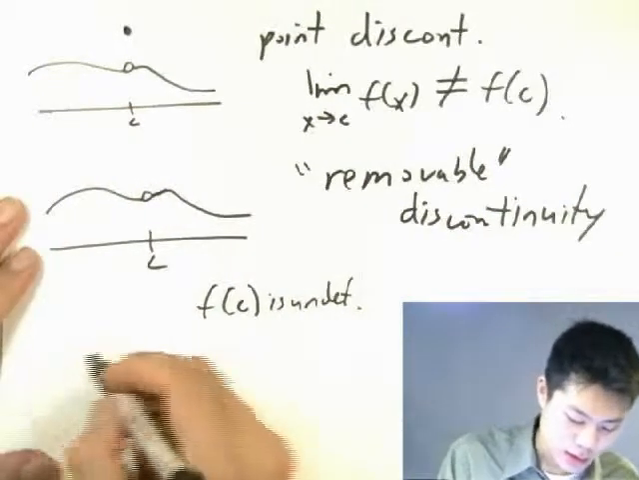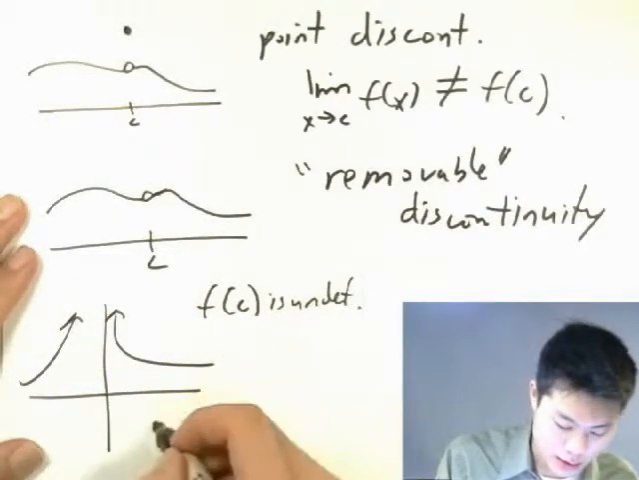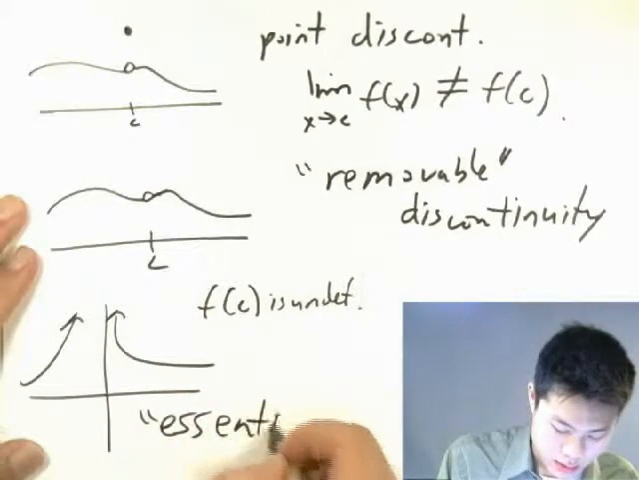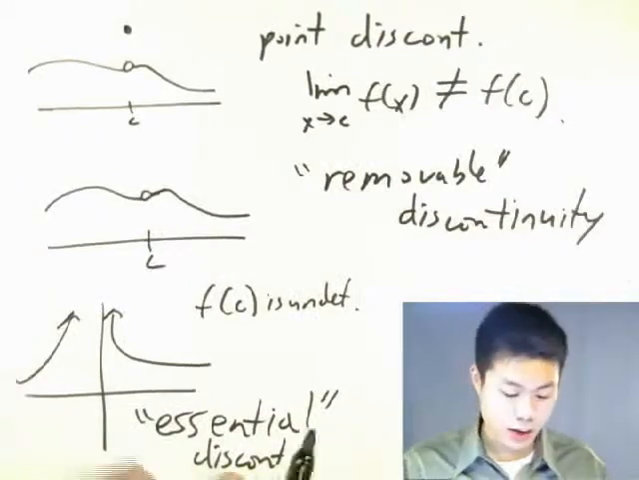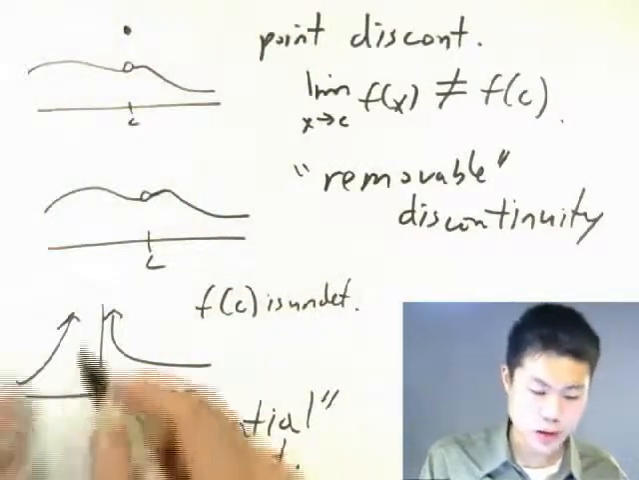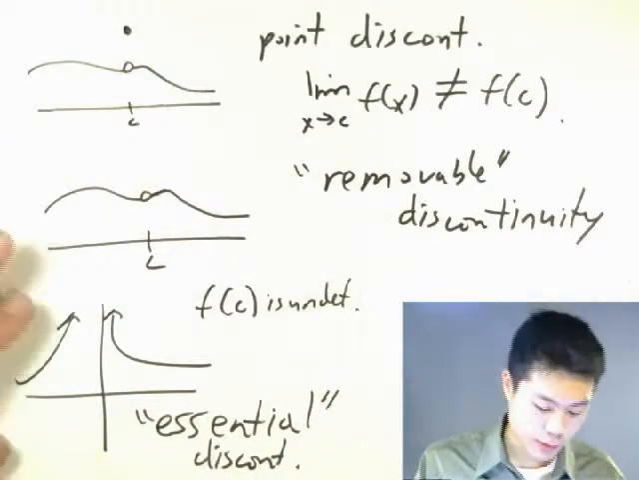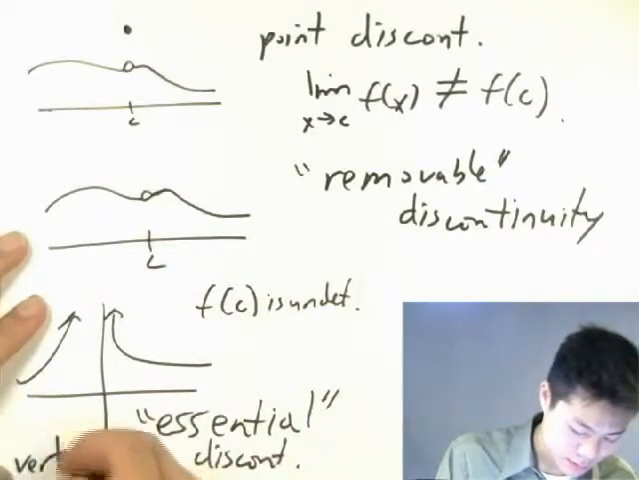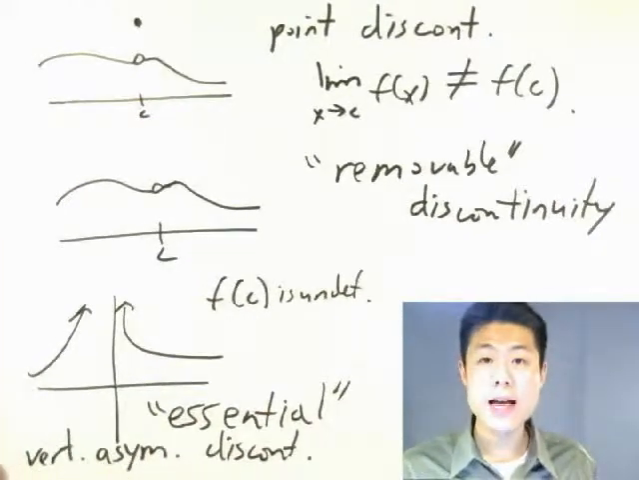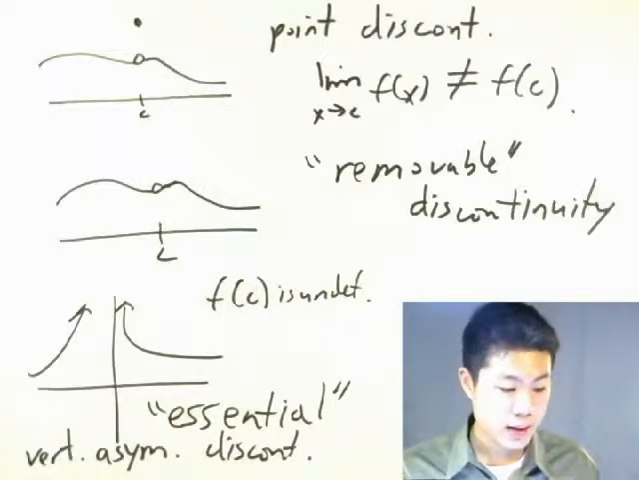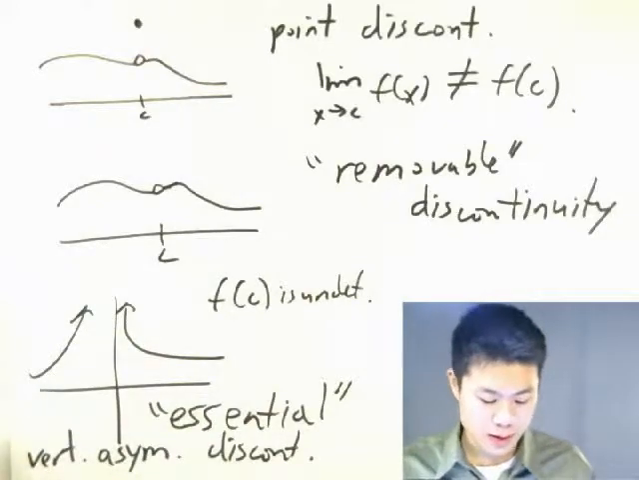It's a simple one. The last discontinuity is called an essential discontinuity. It's called an essential discontinuity because it's an asymptote. So essential discontinuities are going to occur with vertical asymptotes, and you can see that there's a huge break there. So that's why we have an essential discontinuity.